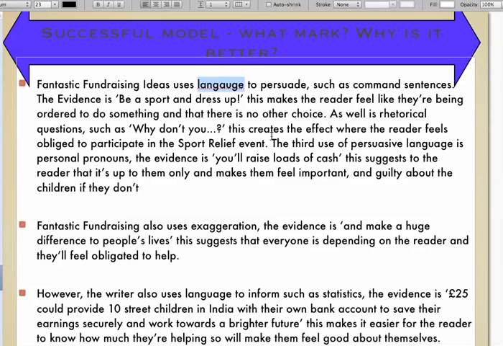Things like, look, the sentence structure isn't great. The third use of persuasive language is personal pronouns. The evidence is you'll raise a lot of cash. This suggests to the reader it's up to them and make them feel important and guilty about the children if they don't. That is the whole PEE, which really I think is much better if it's separate sentences. In one sentence, it goes on too long.